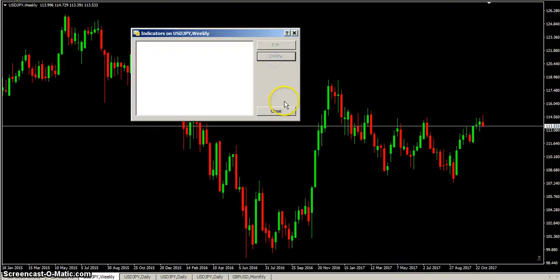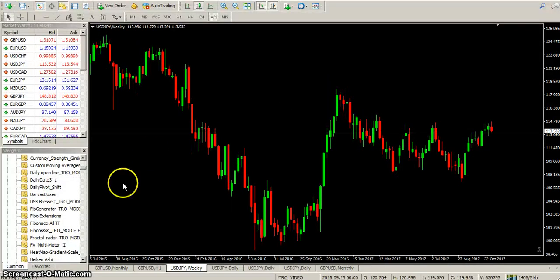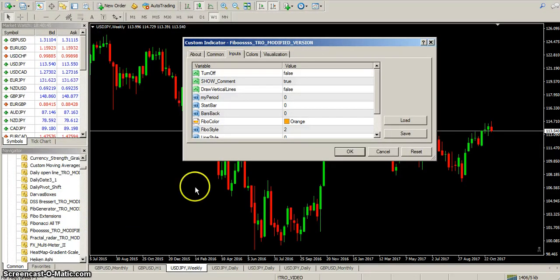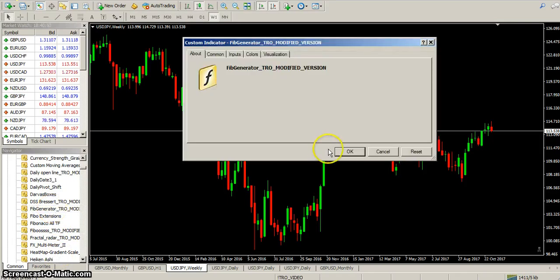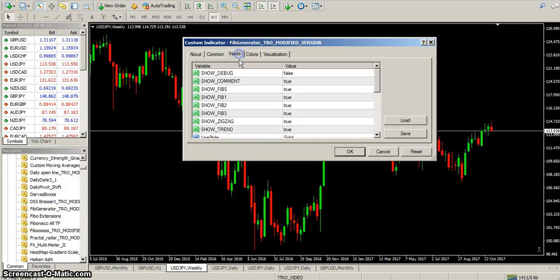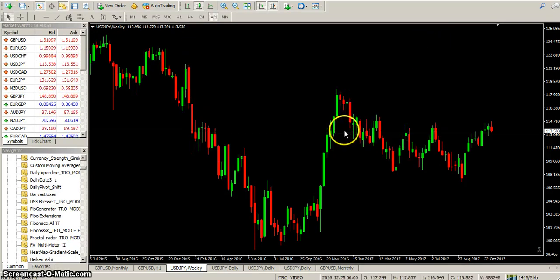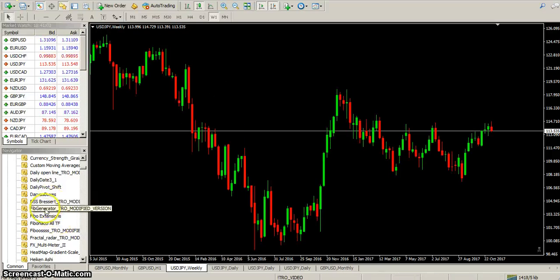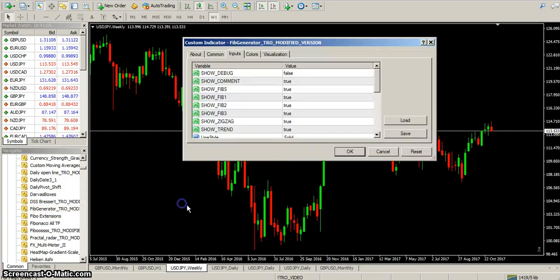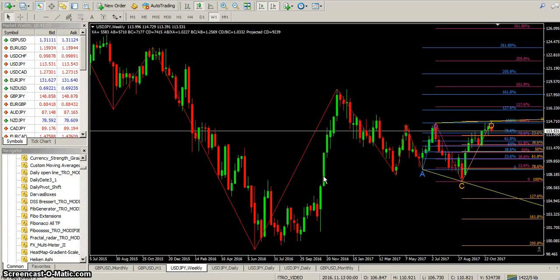So let's take that one off the chart. They were asking about this one. No, not that one. Where is it? Fib generator. That's what they were asking about. And I guess I just did my usual. Oops, I exited it. Wrong. Fib generator. Let's just hit that.